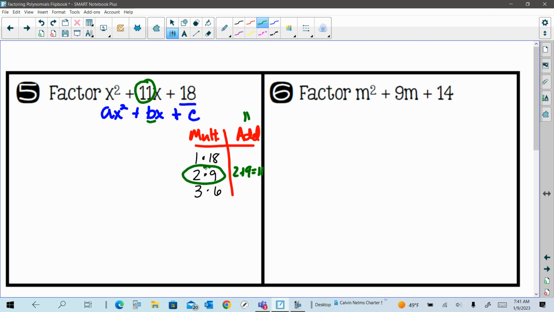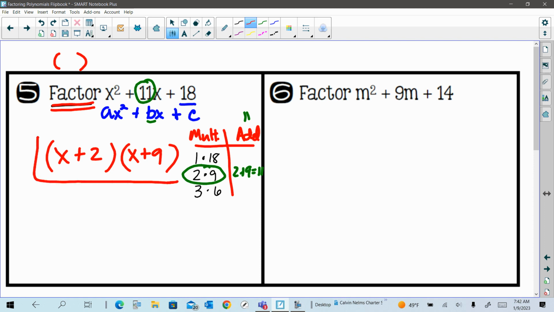Those are our factors. Factoring is dealing with multiplication, so these are our 2 parentheses. The numbers I circled, 2 and 9, are what go in the parentheses. So this would be x plus 2 and x plus 9, and there's our factors.